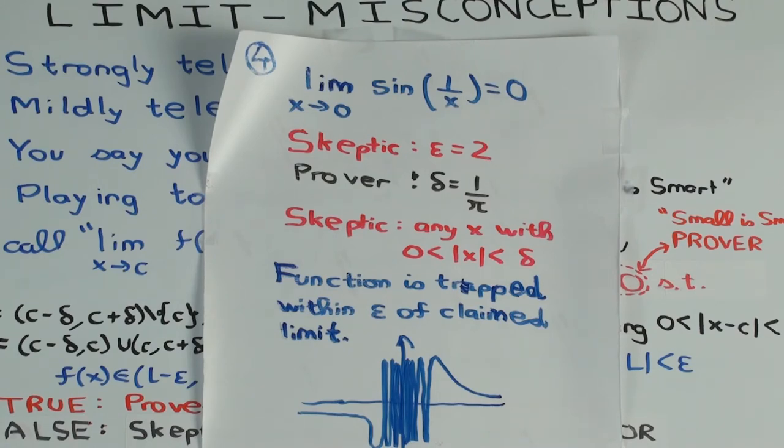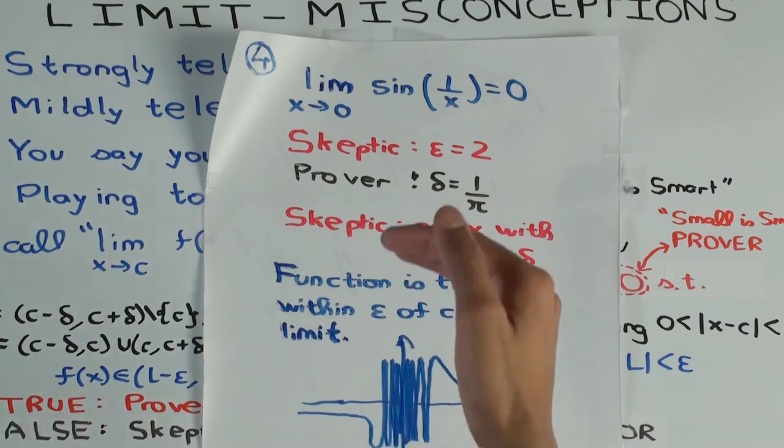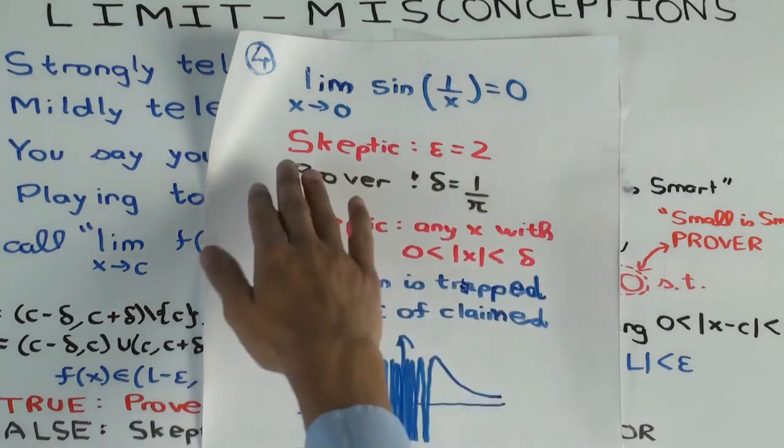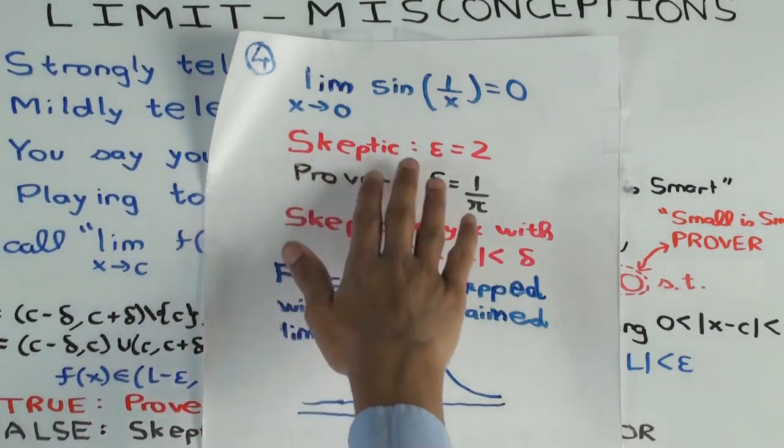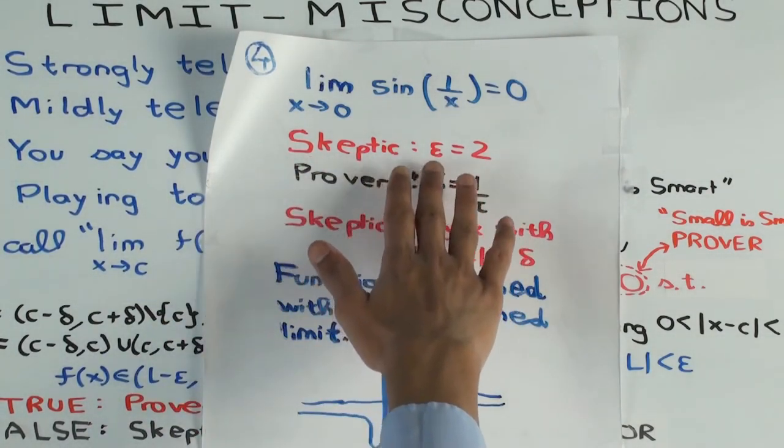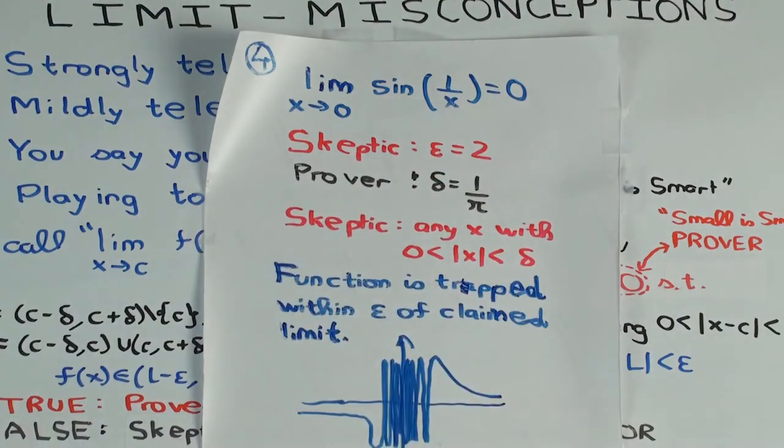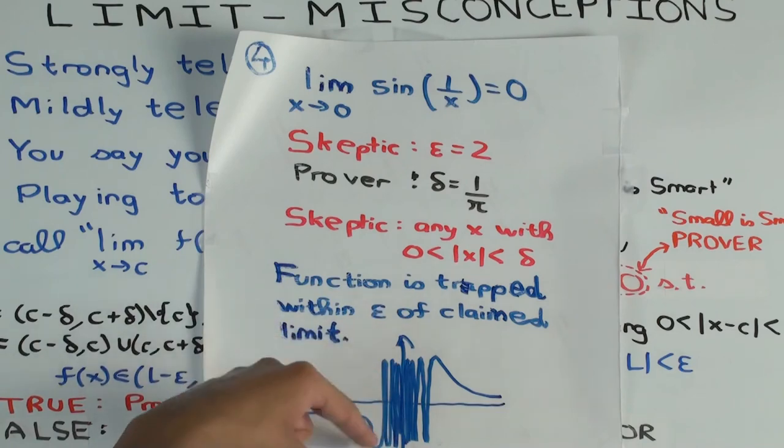So do you think that this proves the statement? No, in this case it's still dependent on the epsilon that the skeptic chose. So yes, that's exactly the problem. We proved the thing from this part onward, but we didn't prove it for all epsilon. We only proved it for epsilon is 2. And 2 is a very big number, right? Because the oscillation is all happening between minus 1 and 1.